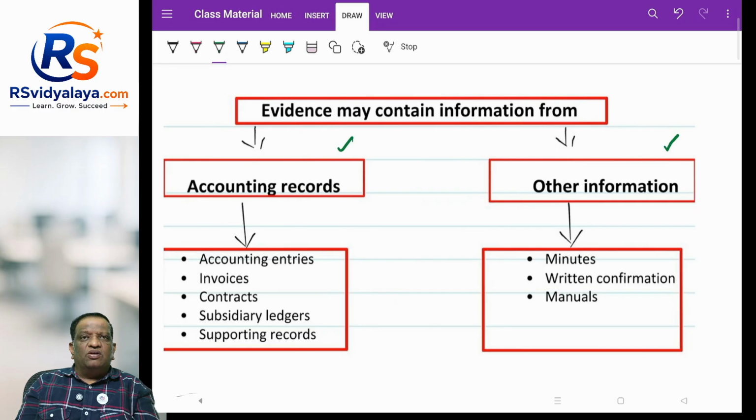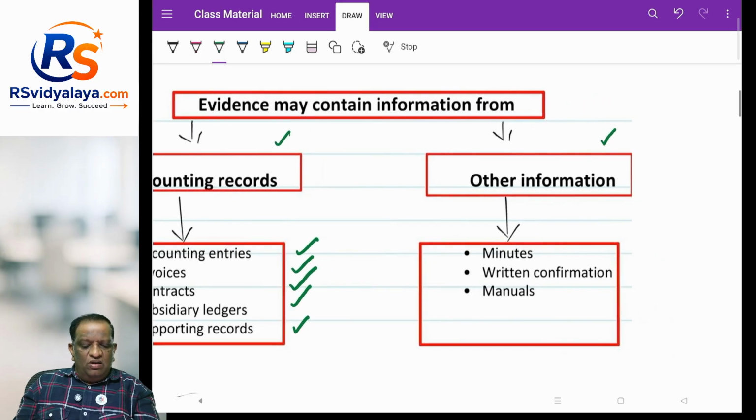Now, what will come from accounting records? Your accounting entries and invoices, contracts, subsidiary ledgers, supporting records. You can write many things. In the accounting records, you can say debit notes, credit notes, everything you can write. The agreements that you enter, that's what he's calling indirectly a contract. So all accounting records are something based on which we gather this audit evidence.